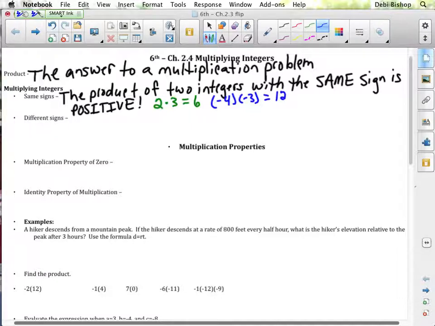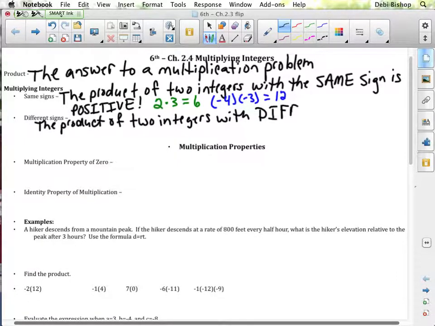And another way you can see is parentheses. It's also a way of showing multiplication. So again, two positives equal a positive, two negatives equal a positive. So that's one of our ways. Now we also have one with a different sign. So different signs. So the product of two integers with different signs is always negative. So it always has a negative.